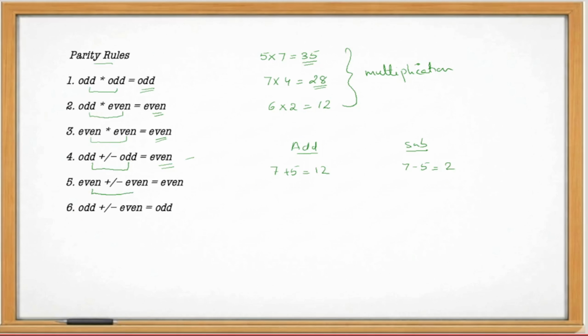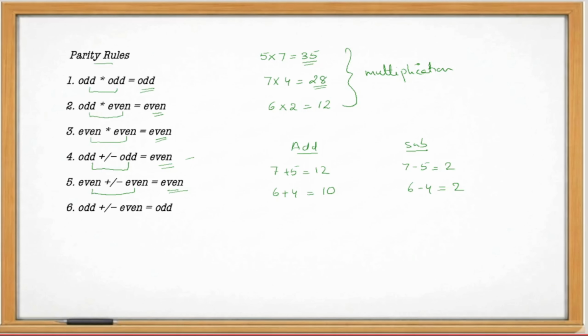Then fifth one, if you add or subtract two even numbers, the result is even, which means 6 plus 4, which is equal to 10. Result is even. 6 minus 4 is equal to 2. Again, the result is even.